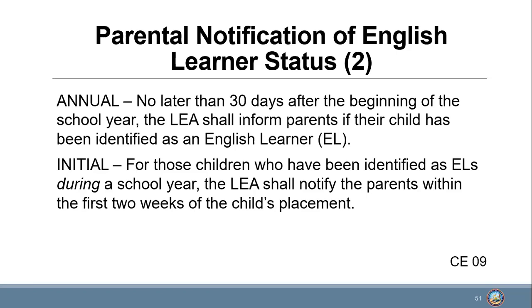The second letter, which is different from the first one, is the initial EL notification. This is a letter that goes out to the parents of children who have been identified as ELs during the school year. The LEA needs to notify the parents of the child within the first 2 weeks of the child being placed in an EL program.